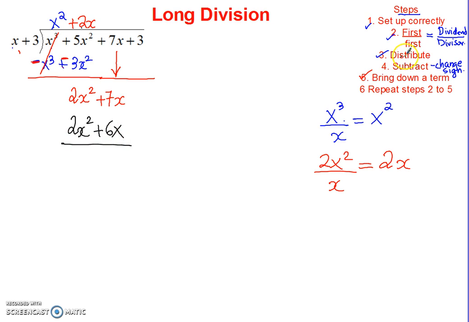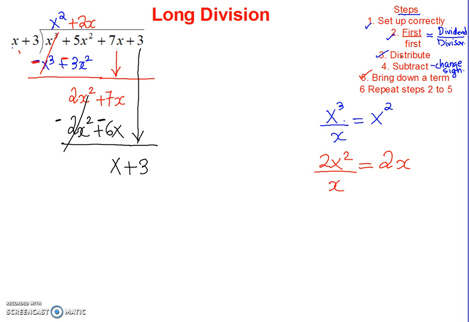Now after we distribute, we subtract. That means we change the sign. So this becomes a negative and this becomes a negative. Then positive 2 and negative 2 will cancel. 7 minus 6 is just 1x. We don't usually put the 1, we put the x there. Now what we have to do is bring down the next number. Bring down a term, which is positive 3.